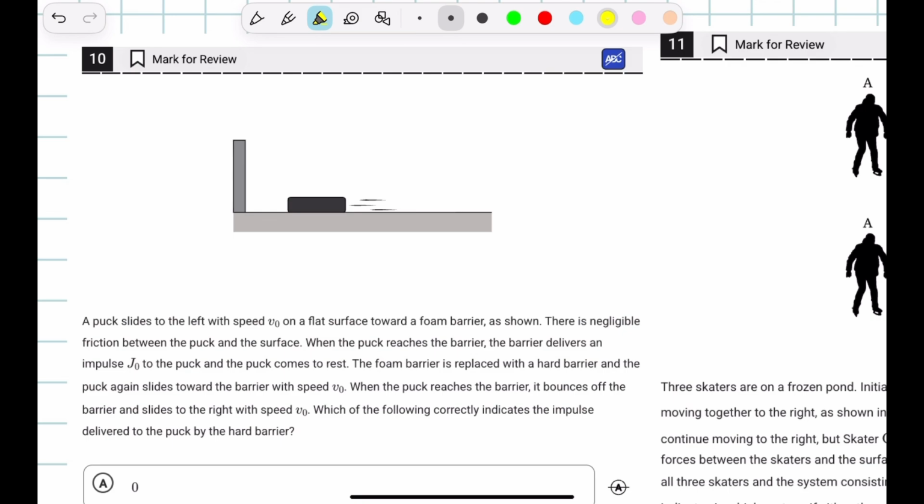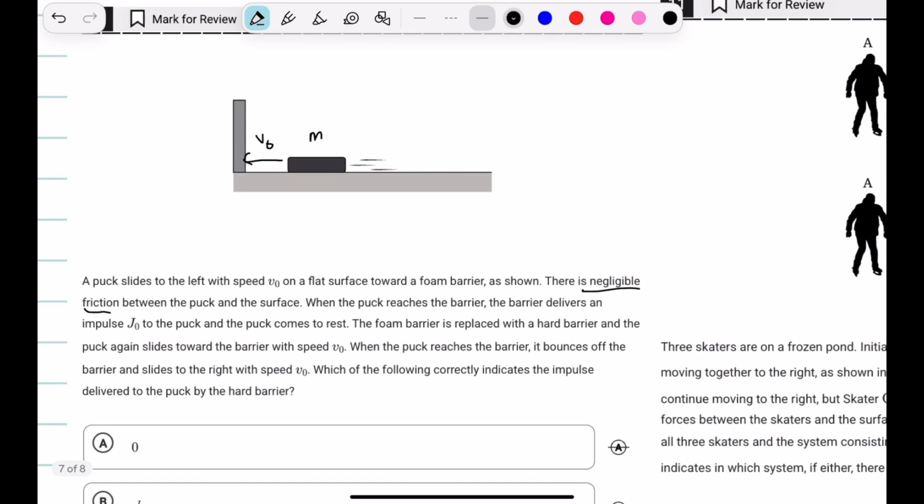When the puck reaches a barrier, it bounces off the barrier and slides to the right with speed v initial. Which of the following indicates the impulse delivered to the puck by the hard barrier? So, the puck is mass m, and we know that initially it's sliding left with v initial, and we also know there is negligible friction.